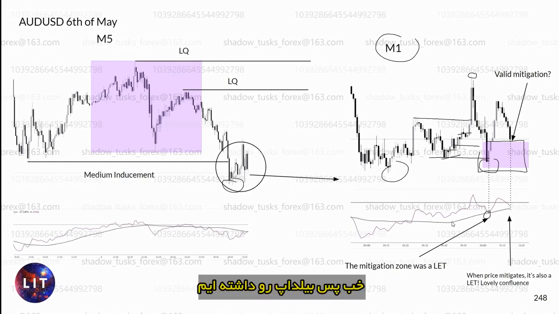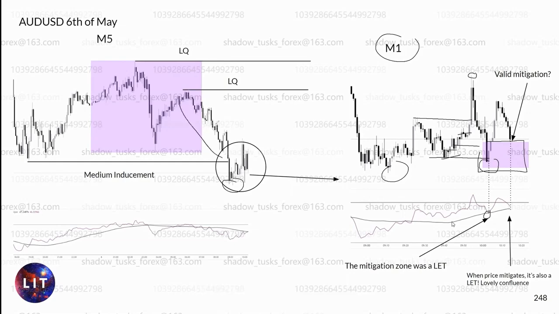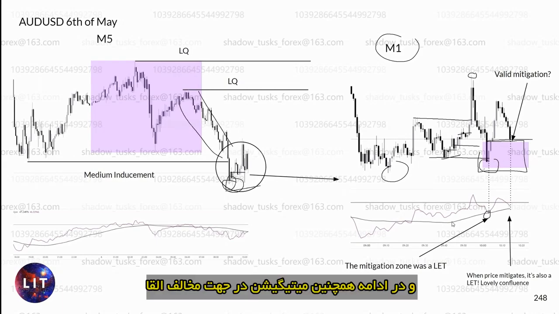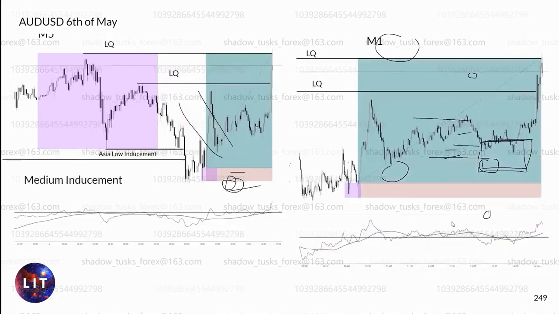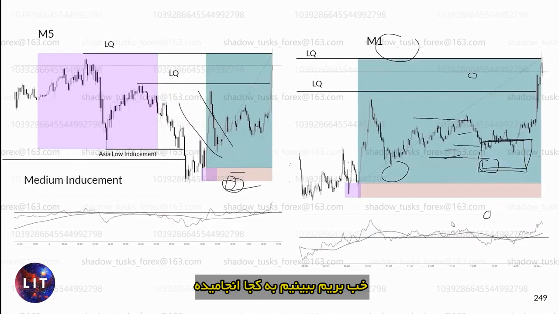Perfect. So we've had build up, inducement, mitigation, and then also mitigation away from the inducement, which was also a let. So that is perfect. So let's see how that played.